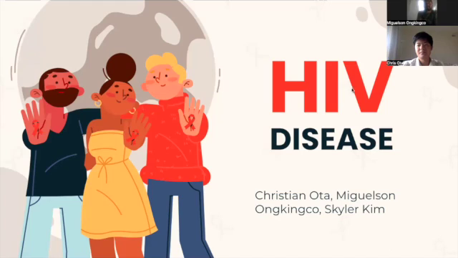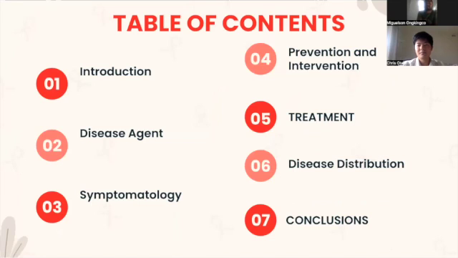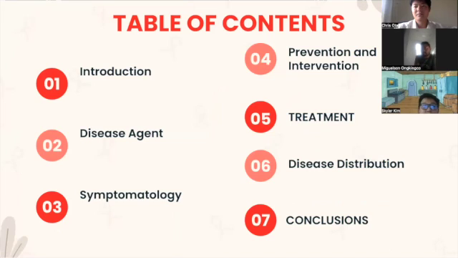Okay, so this is our table of contents. As listed from 1 to 7, we'll be doing introduction, disease agent, symptomatology, prevention and intervention, treatment, disease distribution, and conclusion.